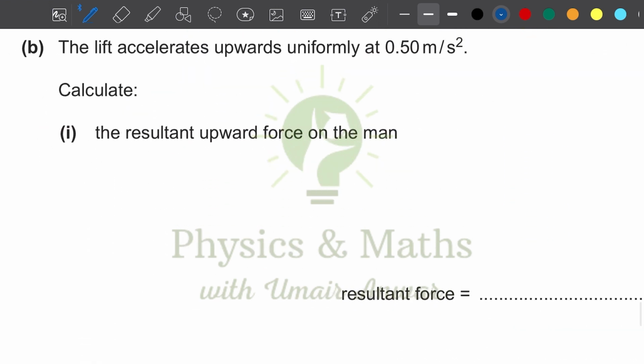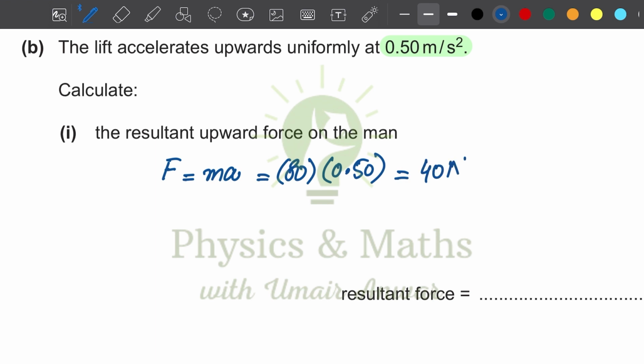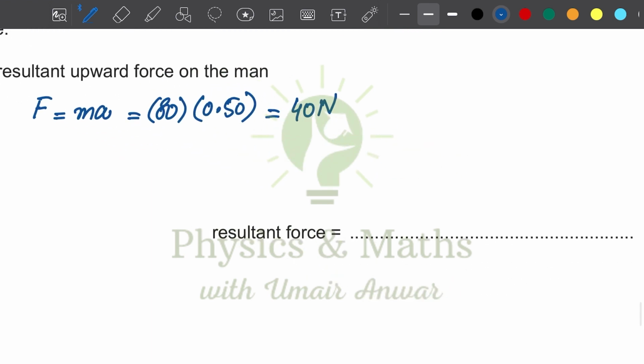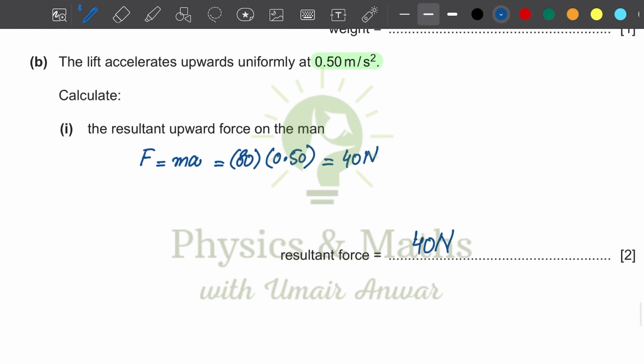Next part says the lift accelerates upwards uniformly at 0.50 meter per second square. So we are given the value of acceleration here. Calculate the resultant upward force on the man. So the resultant upward force would be mass times this acceleration. Mass of the man is 80 multiplied by the acceleration. So the resultant force we get for this part is 40 newtons.